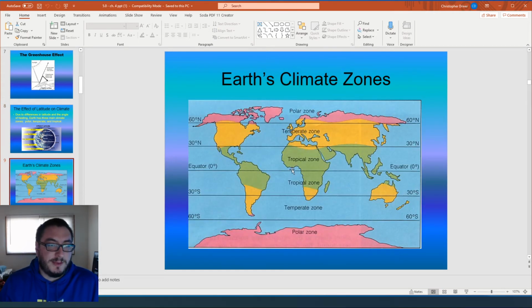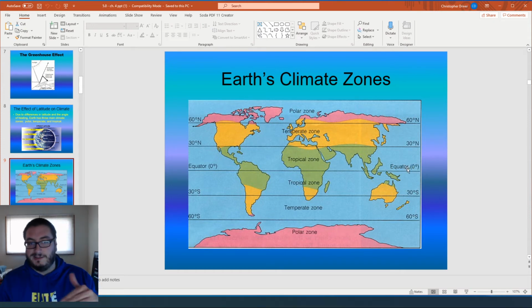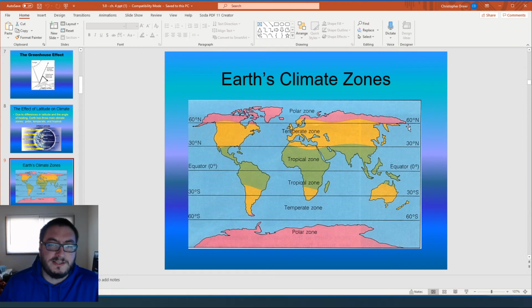So here's Earth's climate zones. We've got tropical right to the north and south of the equator, which is, of course, right there at 0 degrees. From 30 to 60 degrees north and south, we have our temperate zones. So pretty much all of the continental U.S. is sitting right there in the temperate zone. Florida down there is kind of in the tropical zone. Lucky guys. And then you've got the polar zone up here to the north and the south. Basically, it's cold year-round. It's frozen, and it's kind of a wasteland.